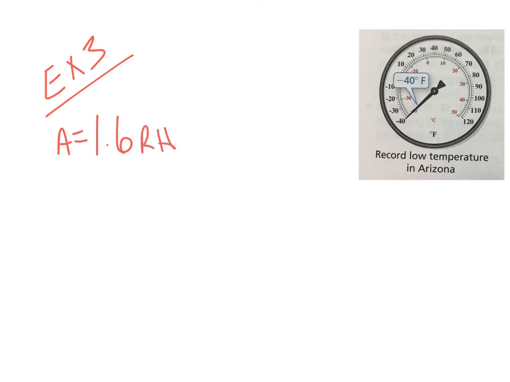So I'm just going to say RH. What is the record low in Rhode Island? So what is the record low in Arizona? Yes, you see over here in the picture it's negative 40. So I could say negative 40 equals 1.6 times the temperature in Rhode Island, which I'm just going to use X as my temperature in Rhode Island. See how I did that?